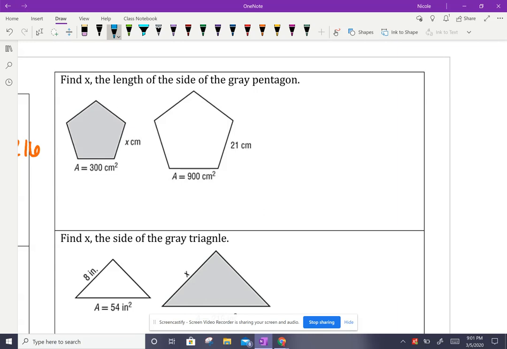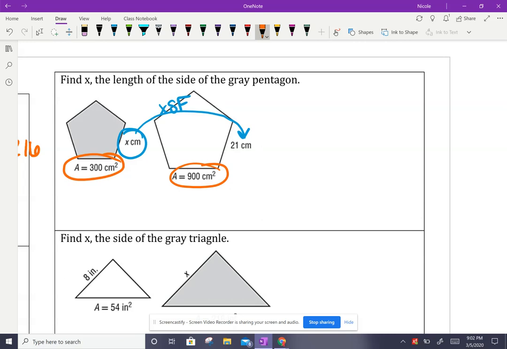So I have a side length of x from my pentagon on the left, and I have a side length of 21 of my pentagon on the right. So I'm going to multiply x by scale factor to figure out what it needs to be in order to get 21, but I can't really do that. I don't have that information. I don't know what to multiply by. I don't have my scale factor. But what I do have is my areas.